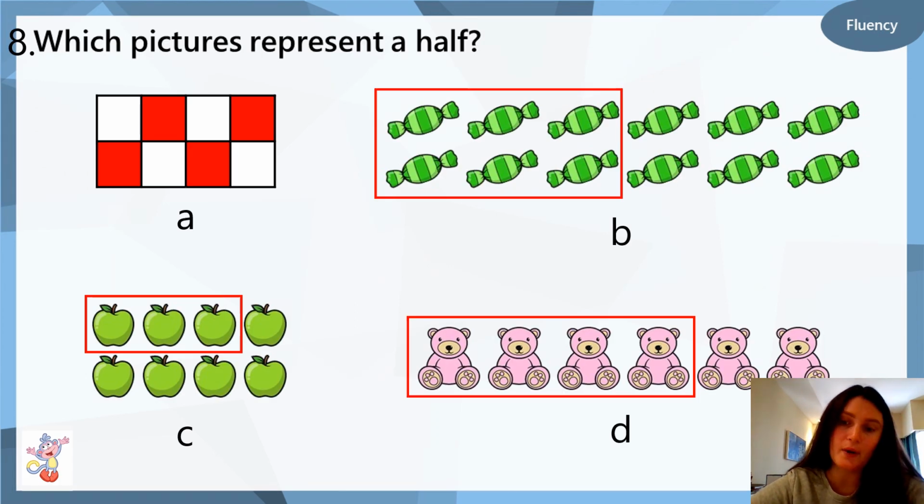Question 8. Which pictures represent a half? So have a look at A, B, C, and D. Some of them show a half, so maybe a half is coloured in, or maybe a half has got a box drawn around it. Which pictures represent a half? So beside question 8, I want you to write the letters of the pictures that show a half. Remember, the same number must be inside the box as outside the box, or the same number must be coloured as not coloured.